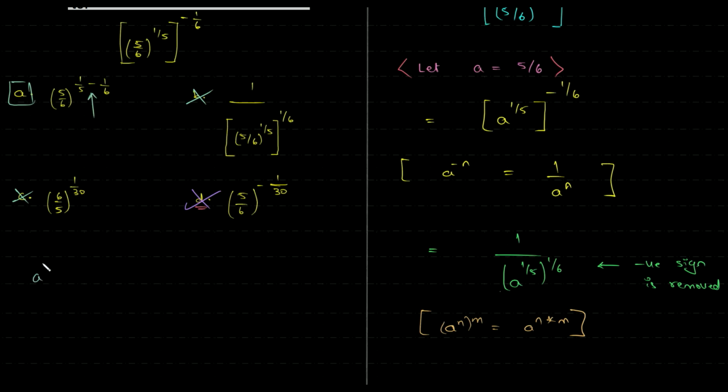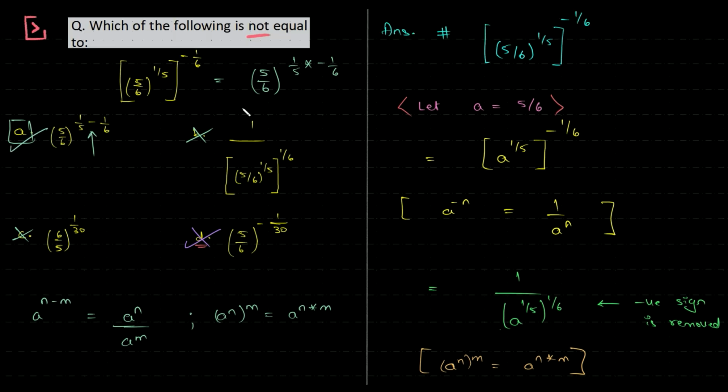See, something to the power of n minus m. When will this happen? When we have something dividing something. But clearly this is of the form (a^n)^m, which is a to the power of n into m. So basically this would be (5/6) whole to the power of 1/5 into minus 1/6. This is supposed to be the case, but this is not so over here. This is not multiplication, it's subtraction. So as a whole, option A is your answer.